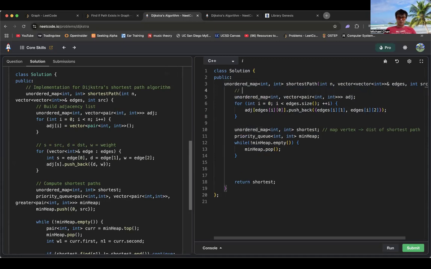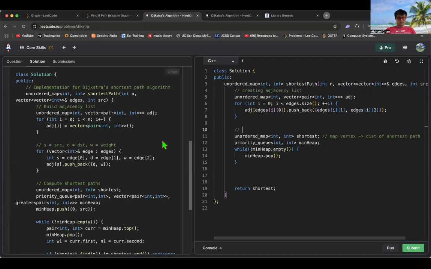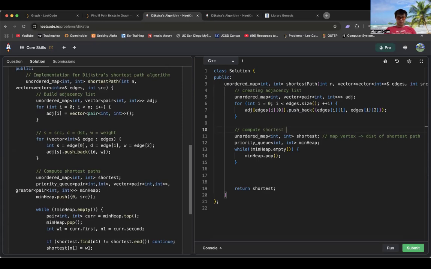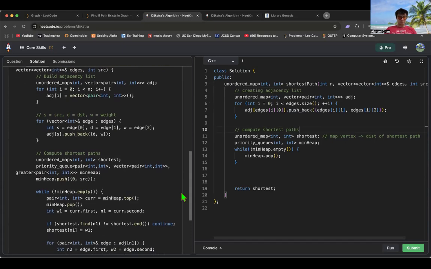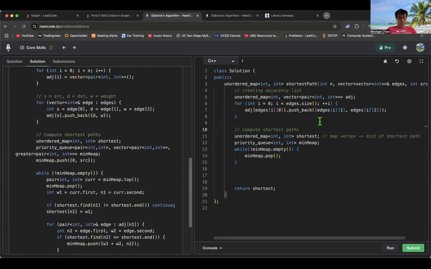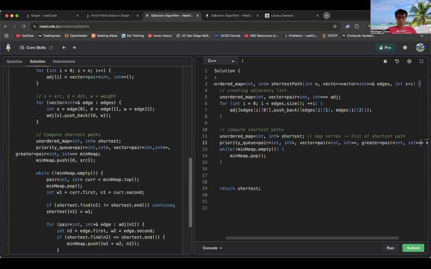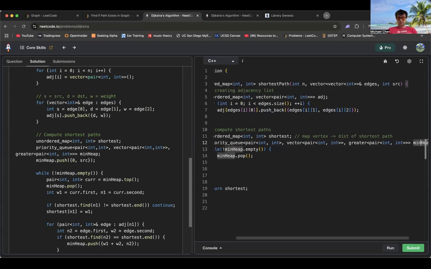So this is creating the adjacency list, right? And then here I actually compute the shortest paths. Priority queue. This is, okay, so what's in here is air in, and right, greater air in. Okay, this is like standard min heap stuff.